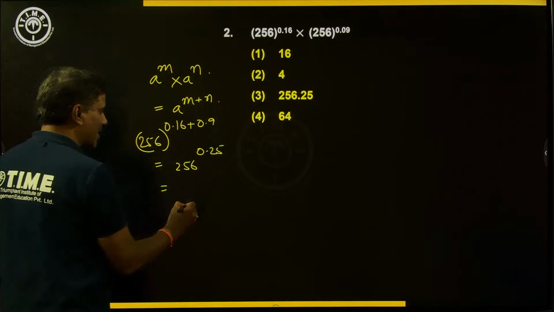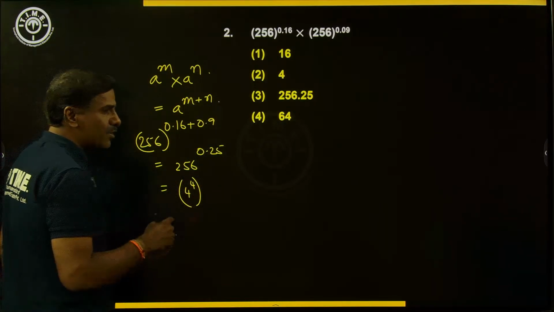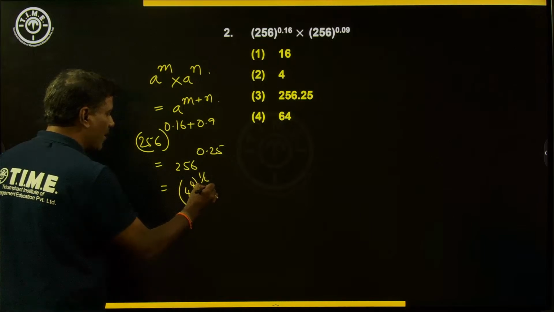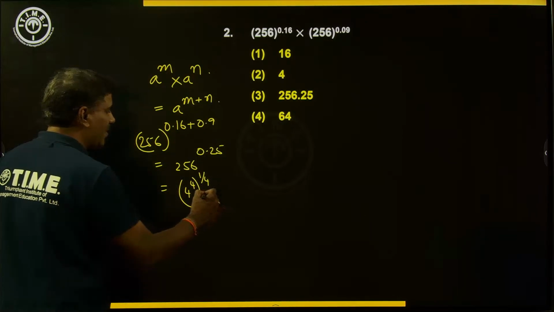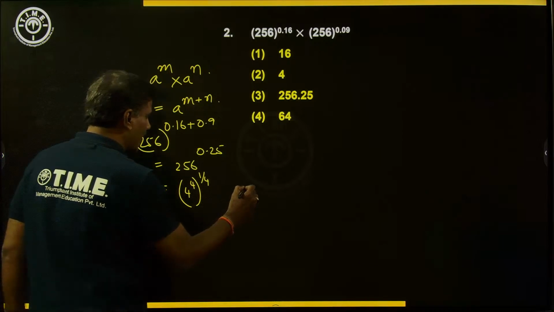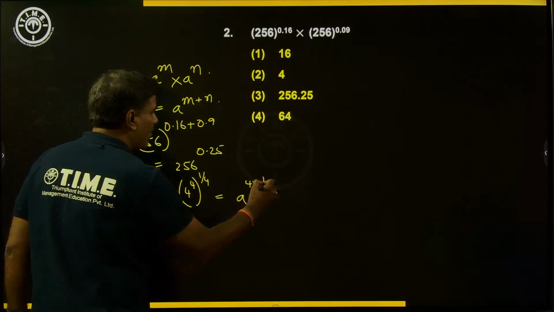0.25 we can write as the fraction 1 by 4, and 256 is basically 4 power 4, right? 4 cube is 64, 64 into 4 is 256. So 4 power 4 whole power 1 by 4. This is in the form of a power m whole power n, which we can write as a power m into n. In place of m we have 4 and in place of n we have 1 by 4.